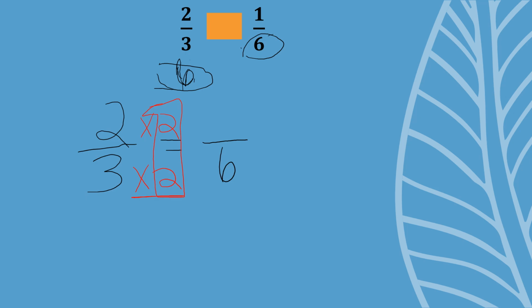So what is 2 times 2? 2 times 2 is 4. So now I'm comparing 4/6 and 1/6. Remember your greater than, less than, and equal to inequality symbols. So 4/6 and 1/6. Now that I have the same denominator, means they come from the same whole, I can just look at my numerators. So 4 is greater than 1. So therefore, 2/3 is greater than 1/6.